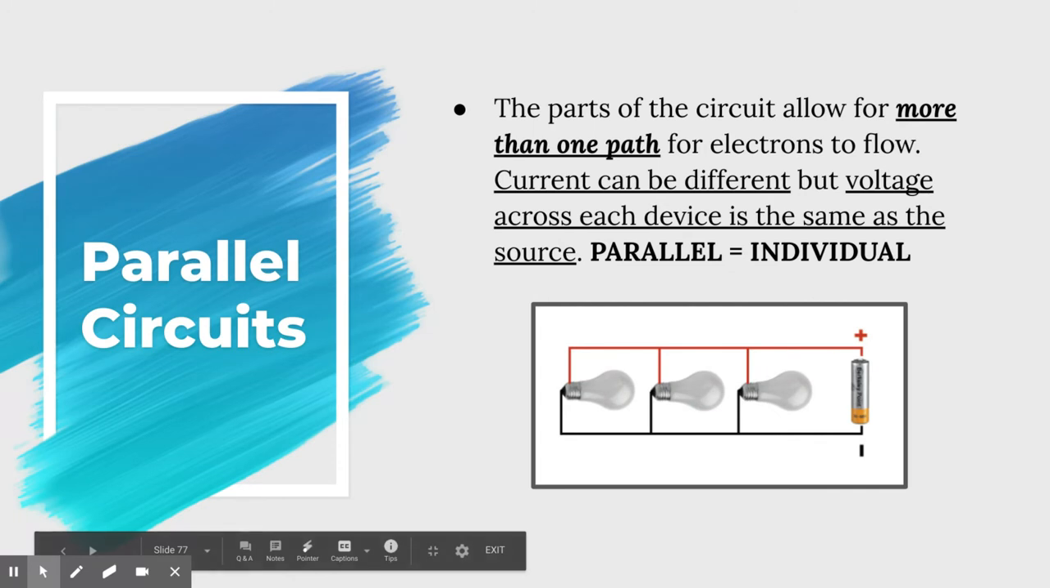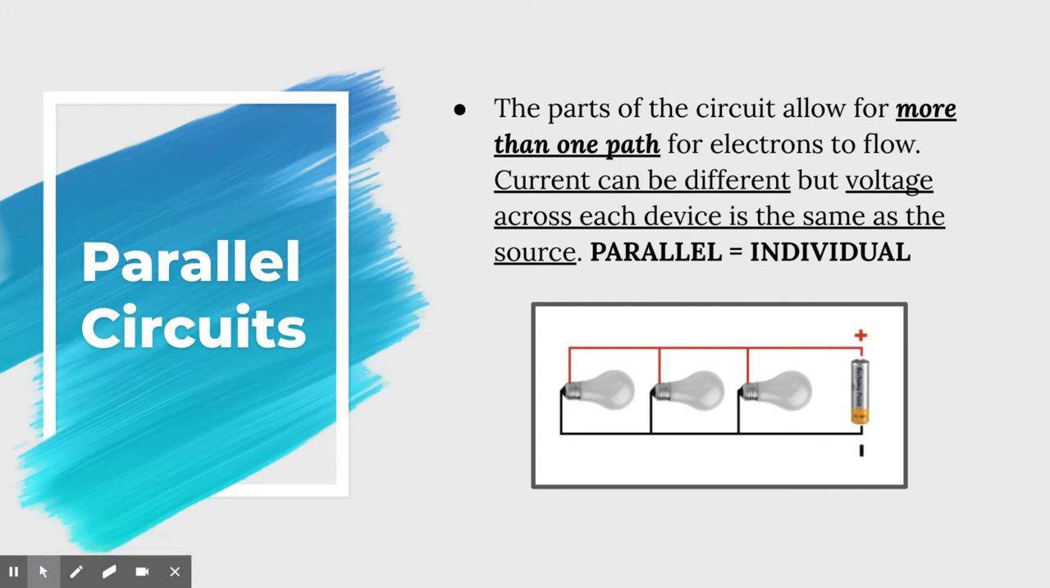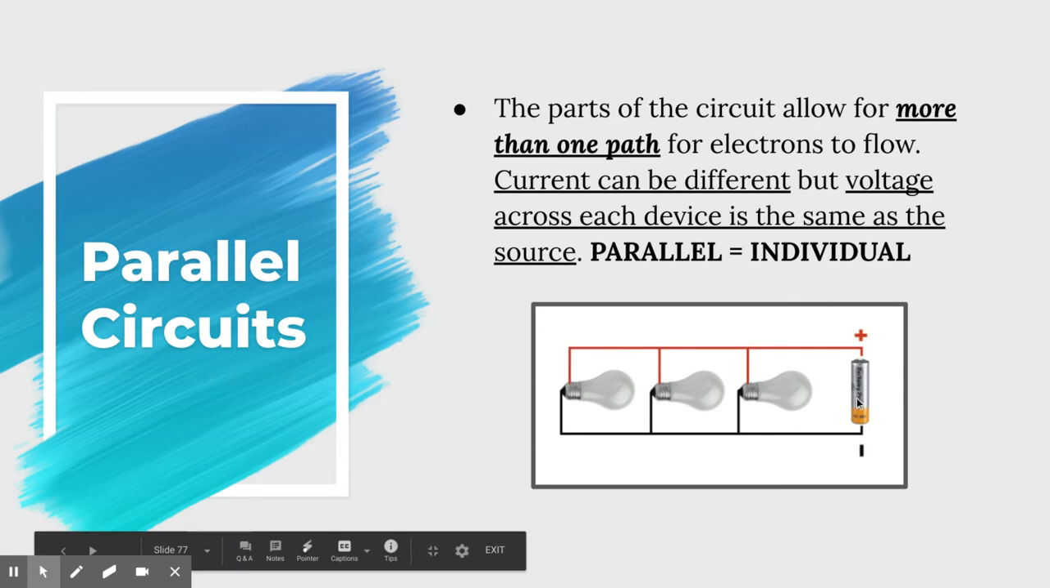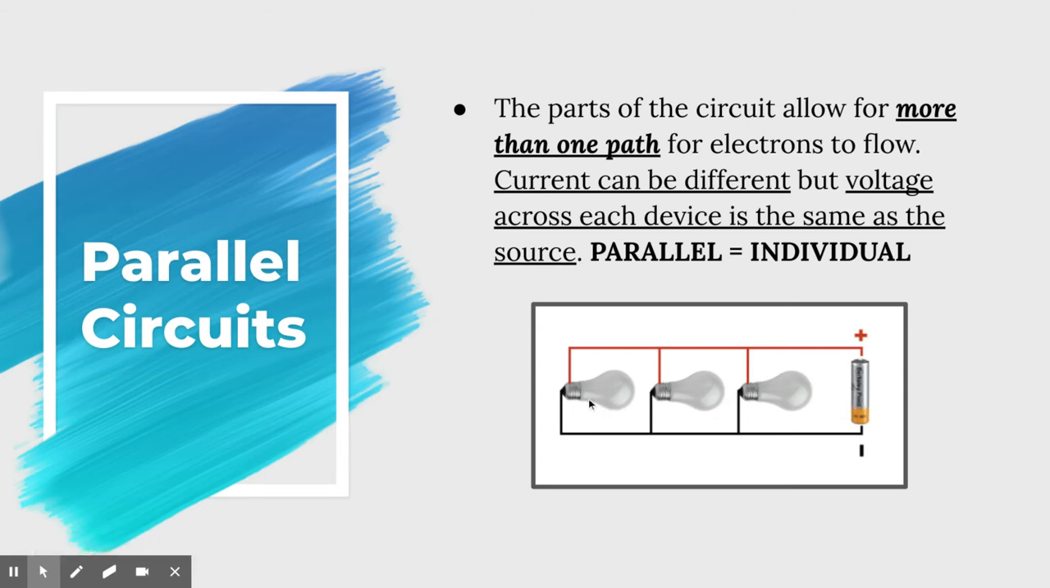Parallel circuits are a little bit different. Parallel circuits provide more than one pathway for the electrons to flow. The current can be different, but the voltage across each device is going to be the same as the source. So if this is a 9-volt battery, each device will receive 9 volts. Now the current through each device will depend on the resistance of each device. One light bulb might have a higher resistance than the other, and that would change the current through that device. But the nice thing about parallel circuits is if one of these light bulbs were to go out, the other two would remain on. That's why it's nice to have a parallel circuit, and most things are wired in parallel circuits. So you can think about parallel as individual or multiple pathways for electrons to flow.